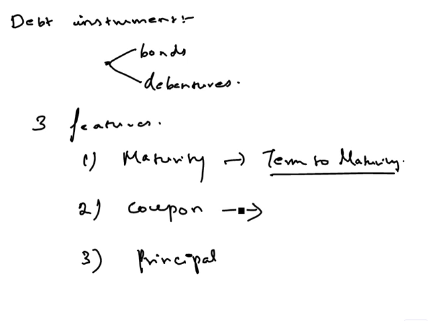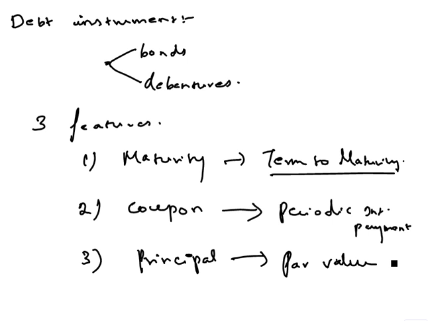And second is coupon. Coupon is periodic interest payments. It is made by the borrower to the lender, and also it is the rate at which the interest is paid. And principal is the amount that has been borrowed. It is also often called the par value of the bond.